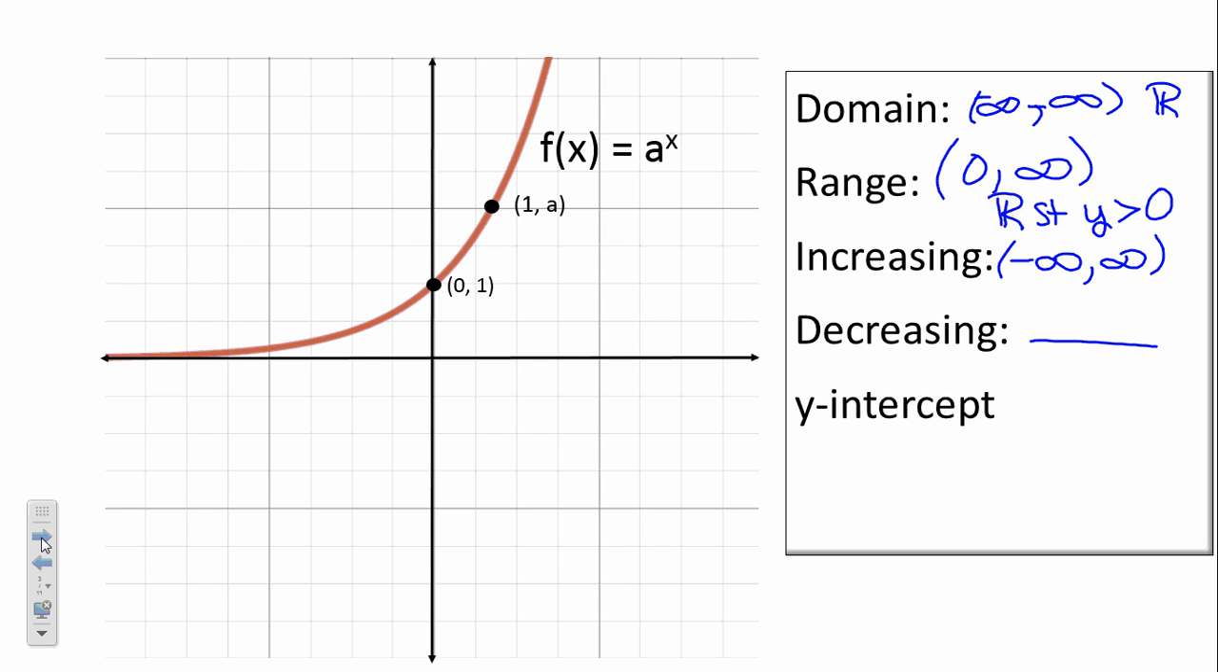What's the y-intercept? Where are we crossing the y-axis? When x is 0, y is 1. Okay, so far so good?